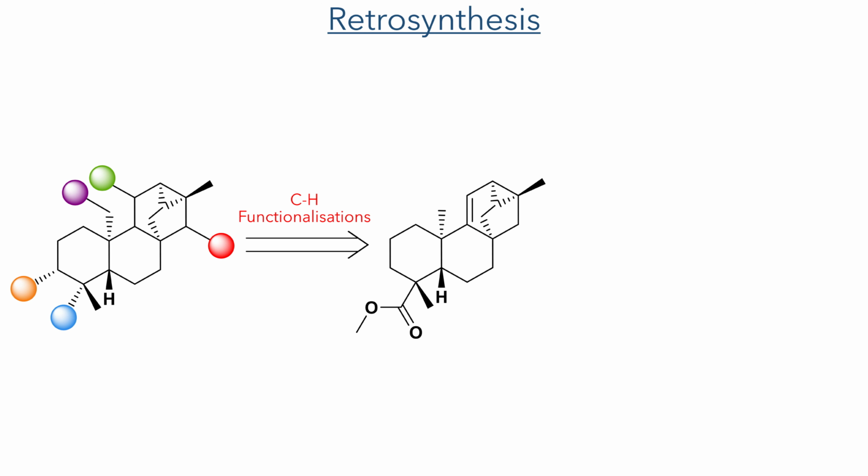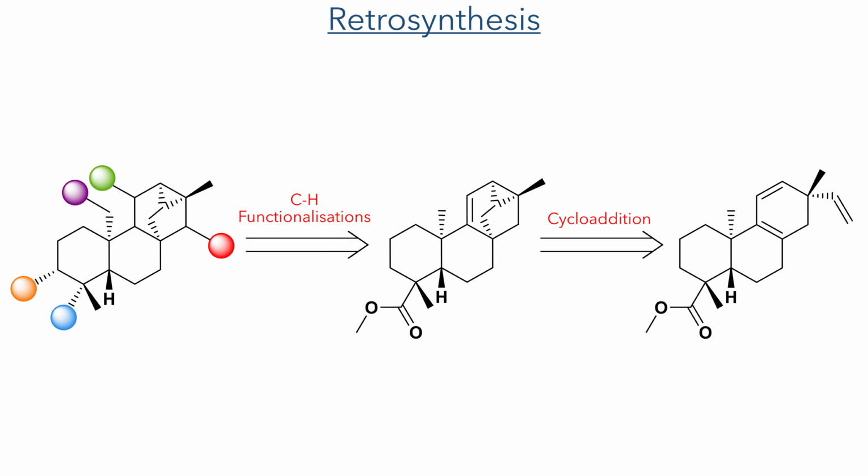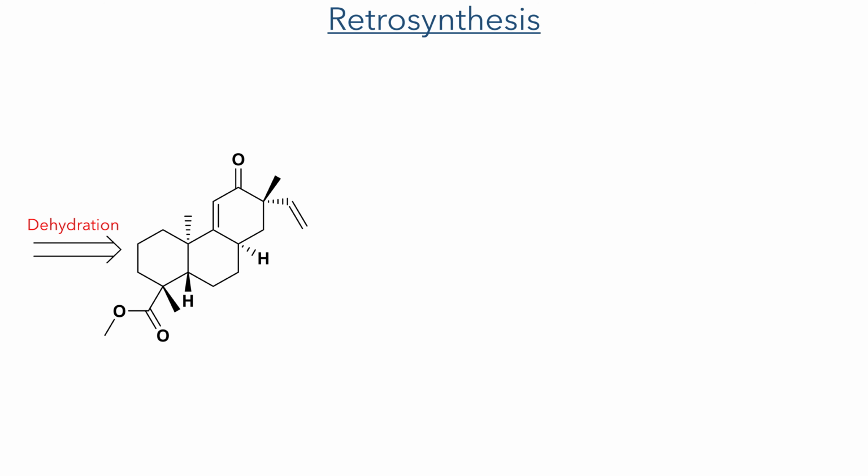The retrosynthesis begins with these late-stage oxidations, in addition to other CH functionalization chemistry. All of the Trachylobane natural products synthesized in this work can be derived from a common intermediate bearing the polycyclic subunit. This moiety can be generated using an intramolecular Diels-Alder cycloaddition, and the diene required for this reaction can be generated by the dehydration of an enone.